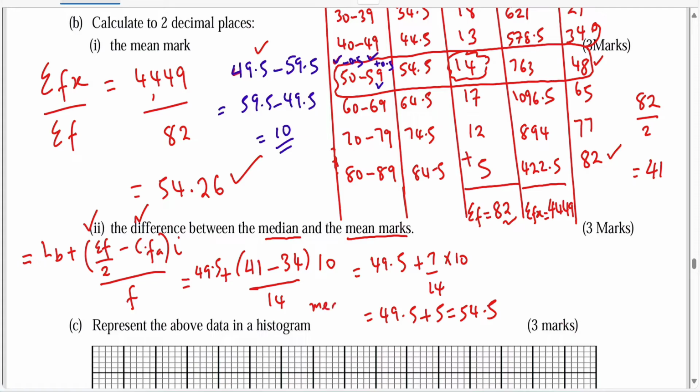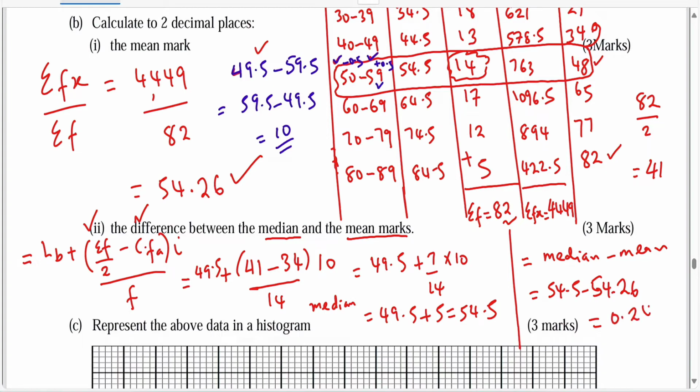That is your median. Now that we have found the median, it is easy to get the difference between the median and the mean. The median is bigger, so median minus mean. So let's take 54.5 minus 54.26. The answer will give you 0.24. So that is your answer.